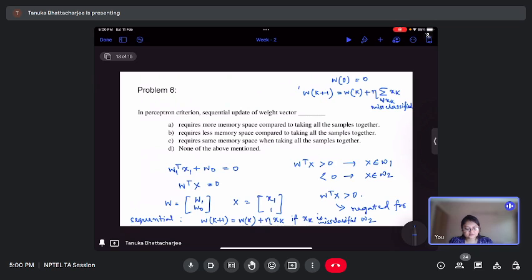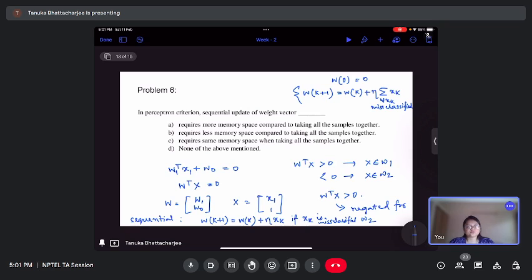In the original version, you took one weight vector, you classified all samples, selected the misclassified ones, summed them up, and added to the weight vector. In case of sequential update, you do not take all of them together. You take one sample at a time, you check whether it is misclassified or not, and you update based on that.